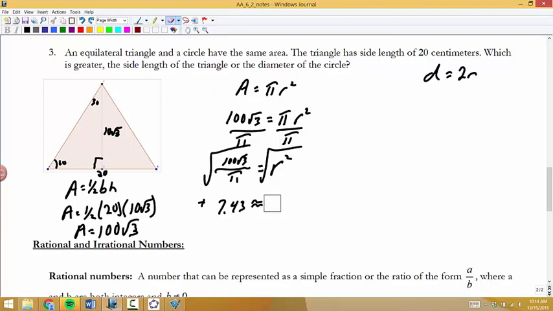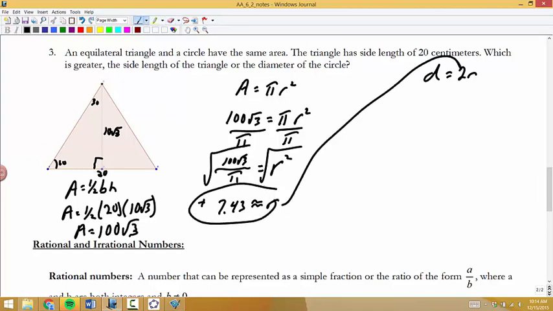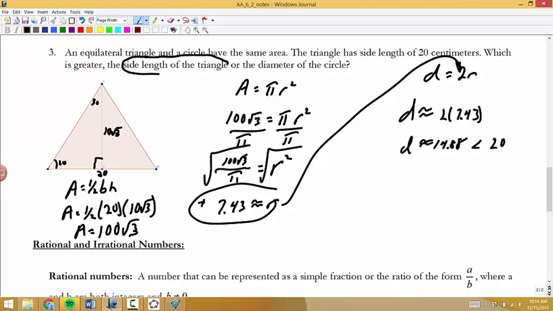So let's do that. I'm going to take this radius and plug it in up here. So the diameter is approximately equal to 2 times 7.43, which is about 14.86. So the approximate diameter is 14.86, which is definitely less than 20, which is the length of the triangle. Therefore, the answer to this question is the side length of the triangle is longer.